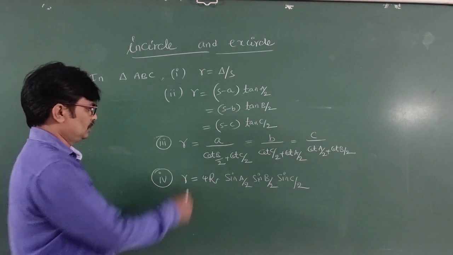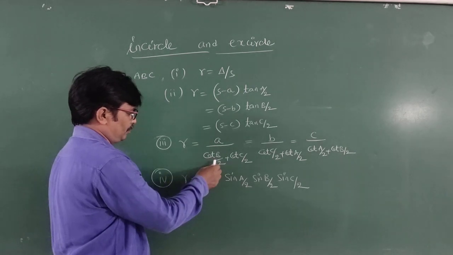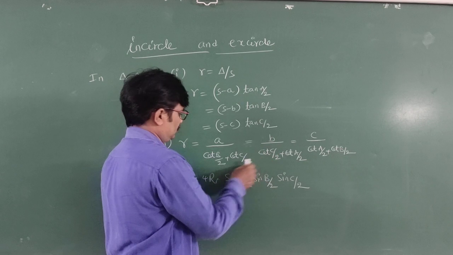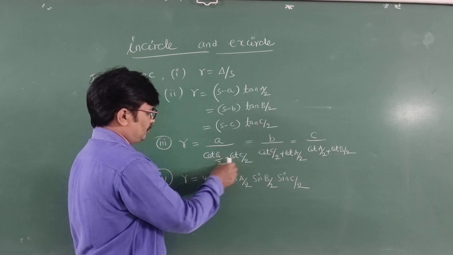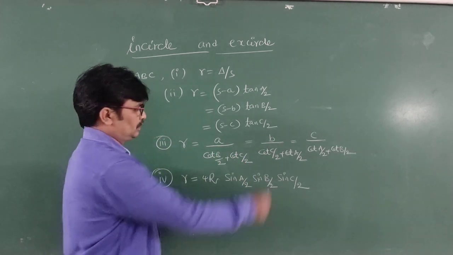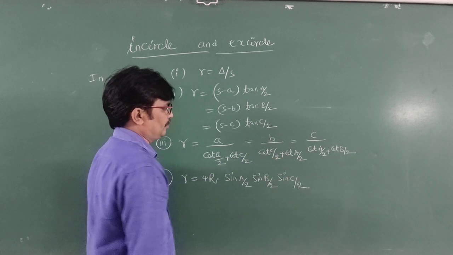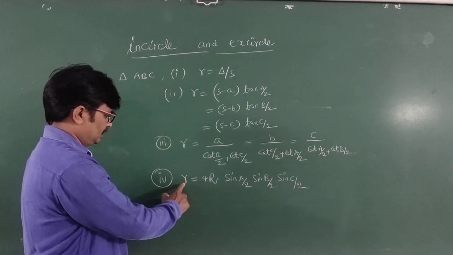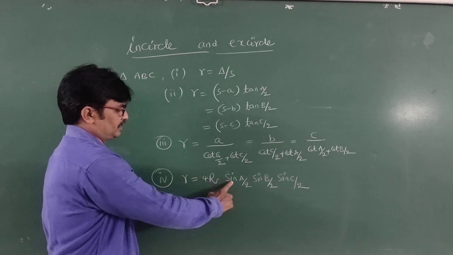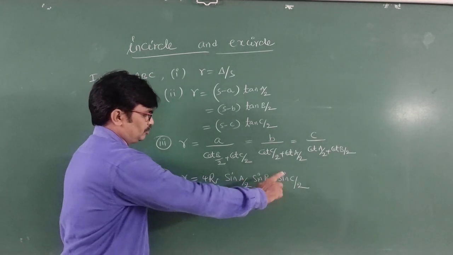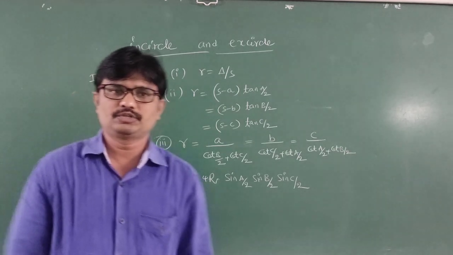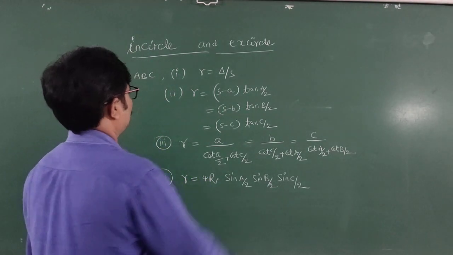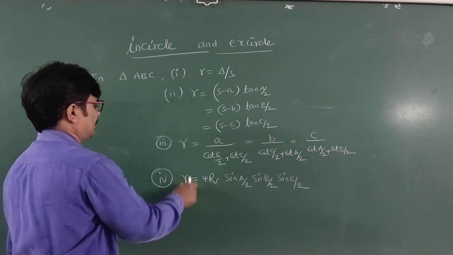After that, small r equals a upon (tan B by 2 plus tan C by 2), sorry students, a upon (cot B by 2 plus cot C by 2), b upon (cot C by 2 plus cot A by 2), c upon (cot A by 2 plus cot B by 2). And small r equals 4R sin A by 2 into sin B by 2 into sin C by 2. My dear students, what we observed here is that all these formulas are related to the small r.